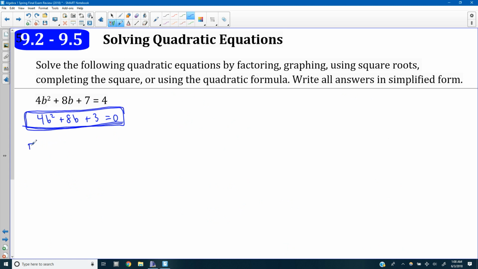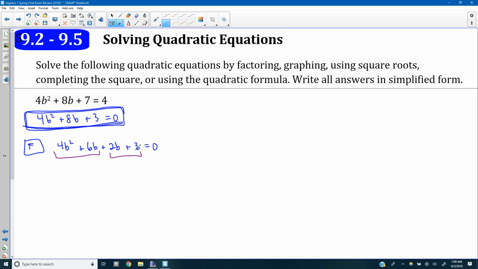So if I solve by factoring, I got to figure out what two numbers multiply to 4 times 3 and add to 8. So what two numbers multiply to 12 and add to 8? They'll be 6 and 2. So as far as factoring goes, I'm going to rewrite 8b into 6b plus 2b. So I can now factor by grouping.